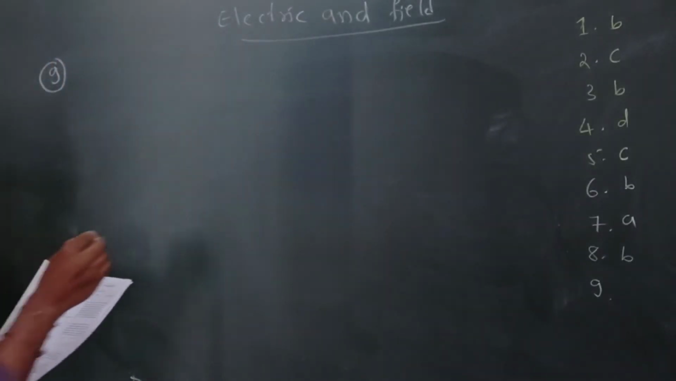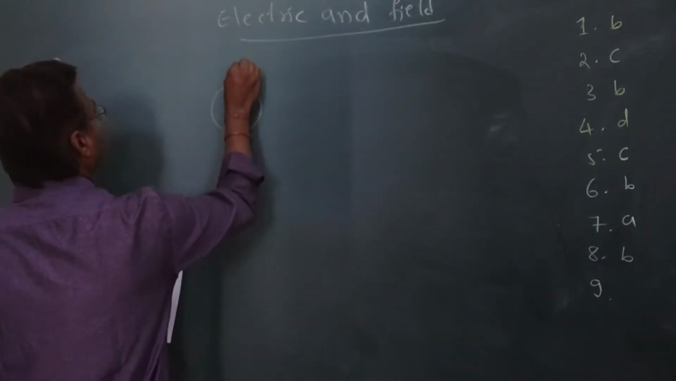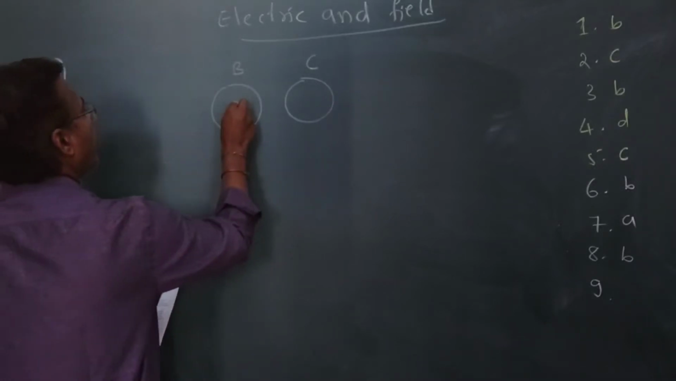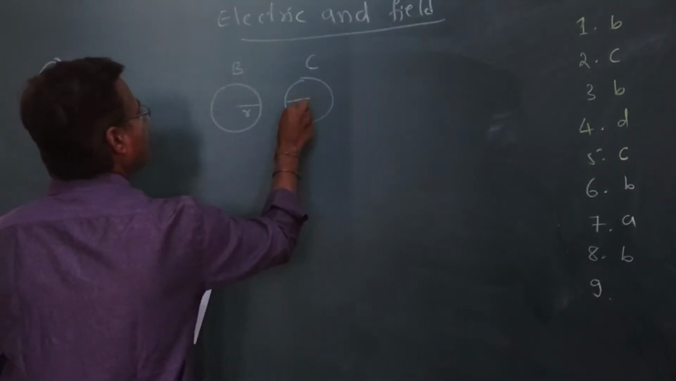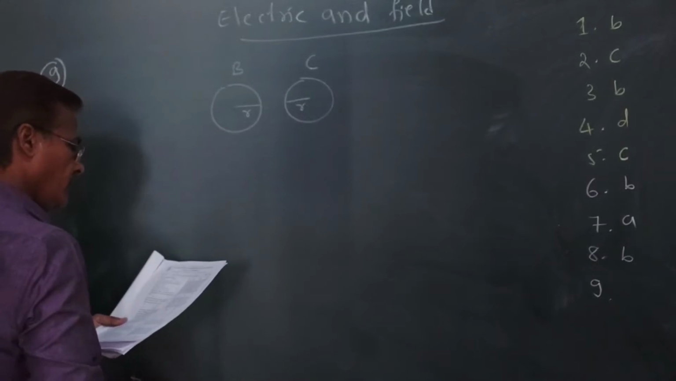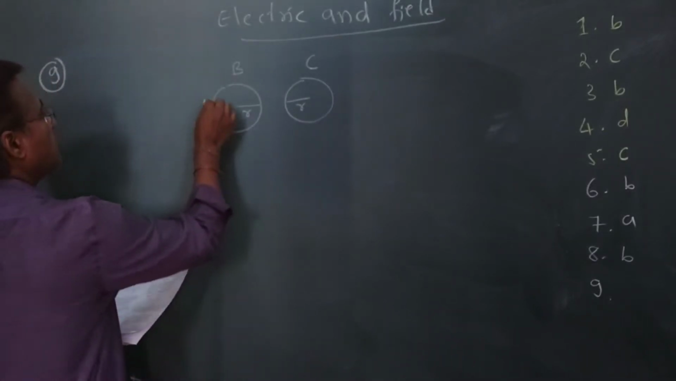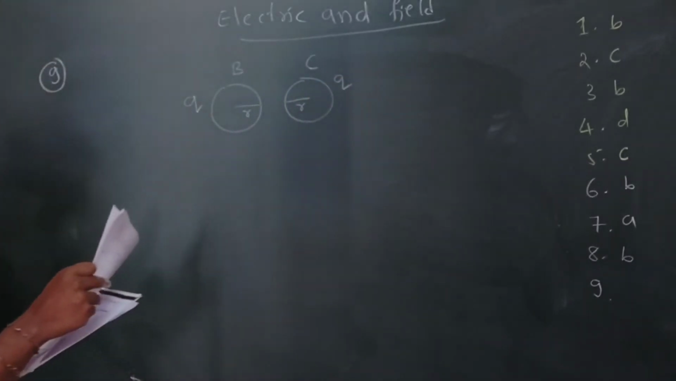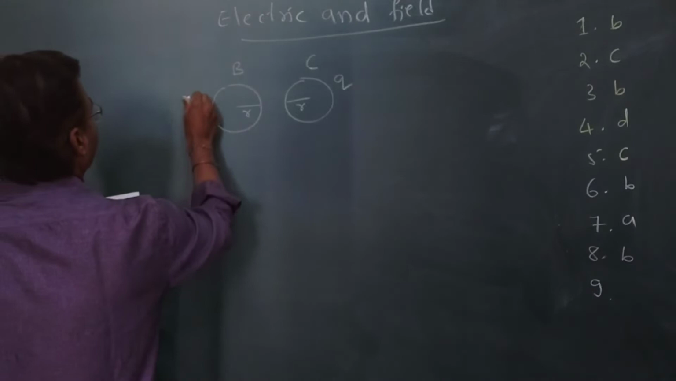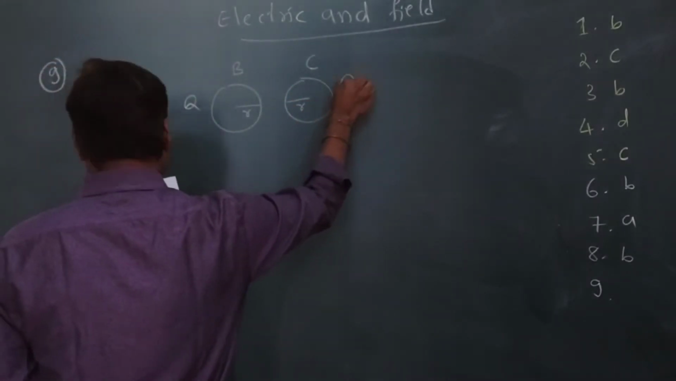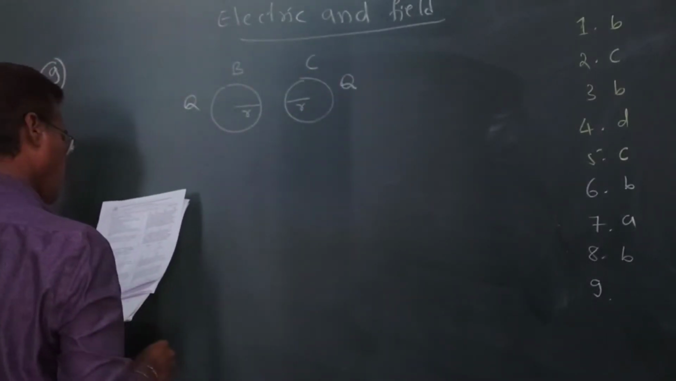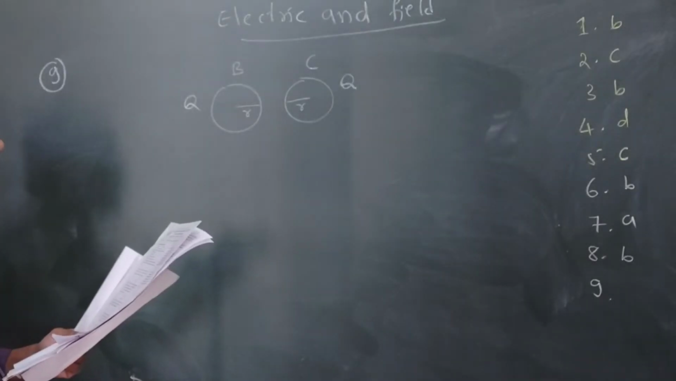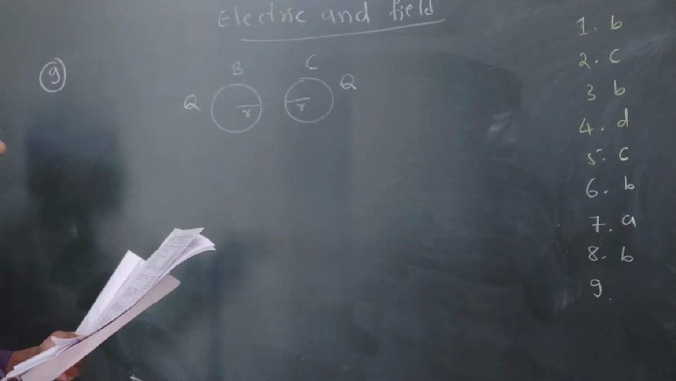So, two spherical conductors B and C. This is B and this is C, having equal radii. The radius is the same here and here. Carrying equal charges, so this is equal charge Q, and this also we can take equal charge Q. So capital Q and Q. Then there is a repulsion force being exerted, that force is F.